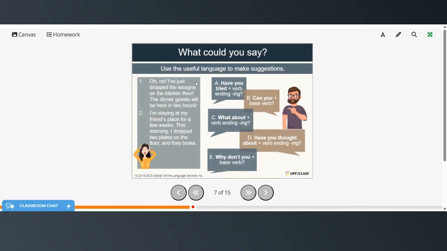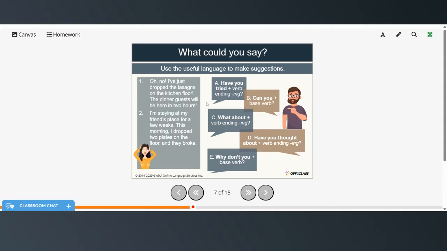All right, so now use the useful language to make suggestions. And here are some of the sentence structures. Have you tried plus a verb ending in ing? And then you could use can you plus the base verb. What about plus a verb ending in ing? Have you thought about verb ending ing? And why don't you plus a base verb?